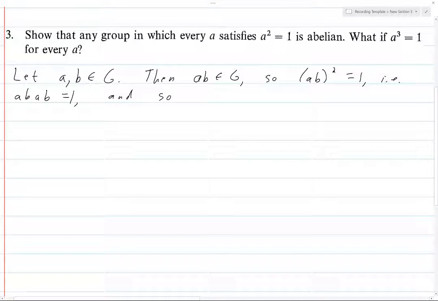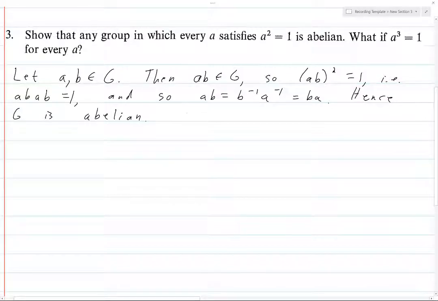And so let's see, if we multiply both sides on the right by B inverse, and then by A inverse, we'll end up with AB equals B inverse A inverse. But since A squared equals 1, A inverse is A. Same for B, so this is BA. Hence, G is abelian. Okay, so that's that. That's not bad.